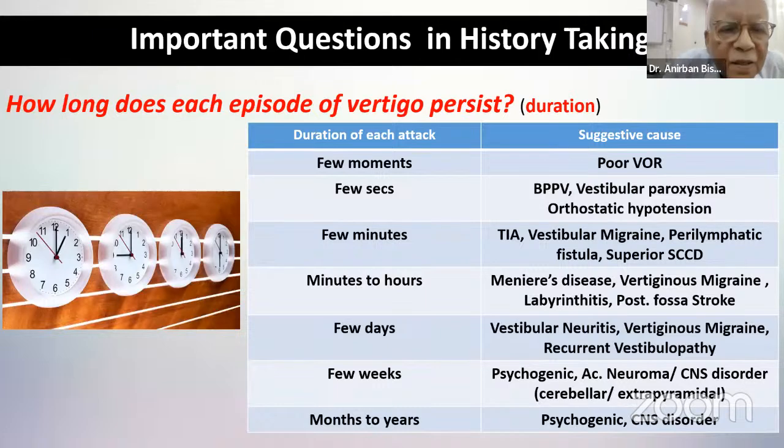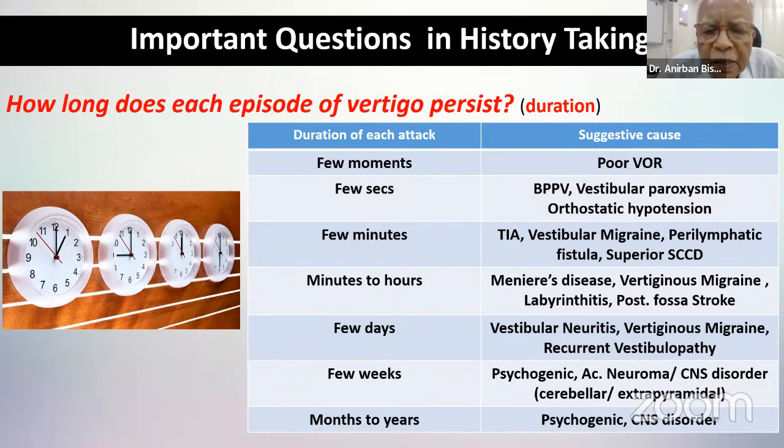Then you ask the patient how long does each episode of vertigo persist. That is the duration. If it is for a few moments, it can be a poor vestibulo-ocular reflex. If it is for a few seconds, it can be BPPV, orthostatic hypotension, or a vestibular paroxysmia. That means neurovascular compression. If it persists for a few minutes, it can be a transient ischemic attack, a vestibular migraine, a perilymph fistula, or a superior semicircular canal dehiscence.